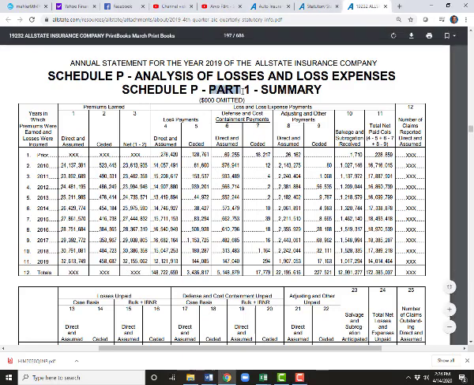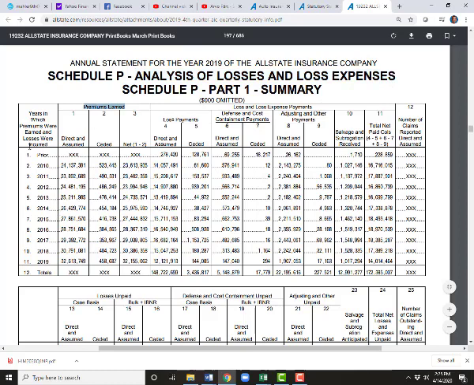We'll spend a little bit of time here on Part 1. We won't spend a whole lot of time on Part 1. We're going to be really focusing on Parts 2 and 3. But Part 1 is a miniature income statement. It says it's analysis of losses and expenses, but it has a little bit more information than that.